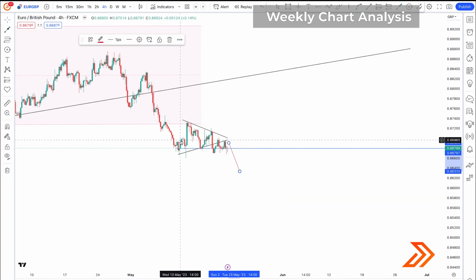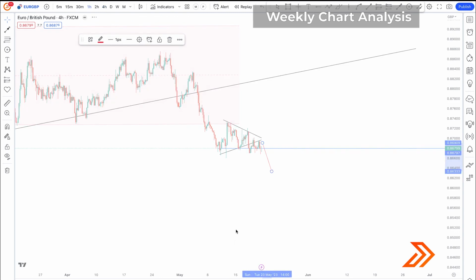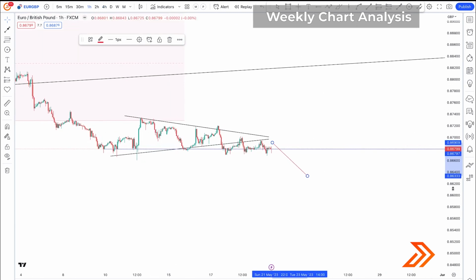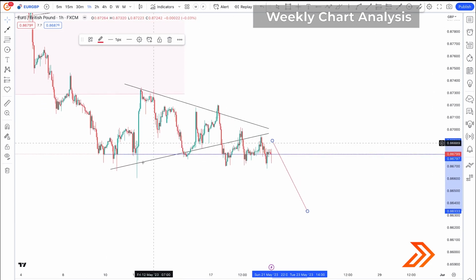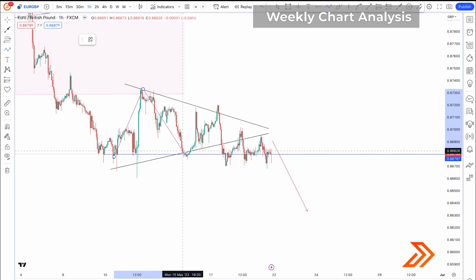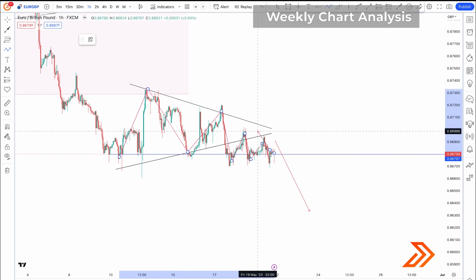So let's go to the 1 hour time frame. On the 1 hour time frame, you would spot the bearish wedge much more clearly. If you notice, price has been ranging within this wedge. And then we had a breakout here, and then price continues to range. So guys, I should be looking forward to some further bearish movement on euro pounds.